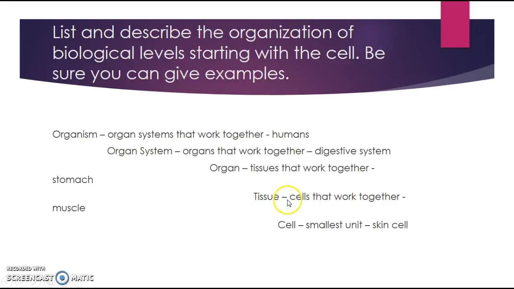Then I have the tissue, cells that are going to work together. I have muscle tissue. An organ would be tissue that works together. That would be like your stomach. Organ system would be organs that are working together. That would be like your digestive system. And then organism, organ systems that work together. A human would be an organism.